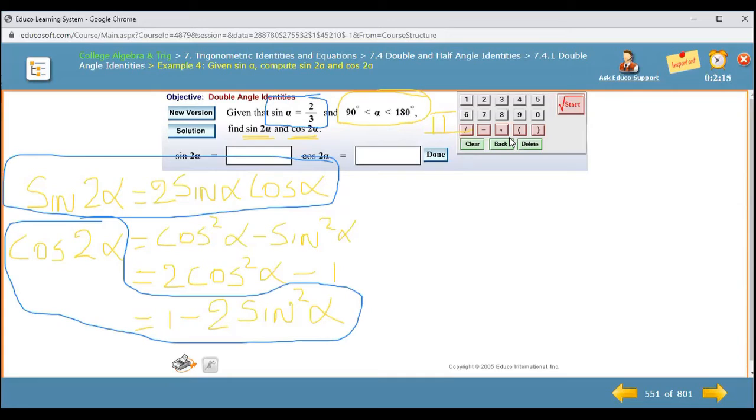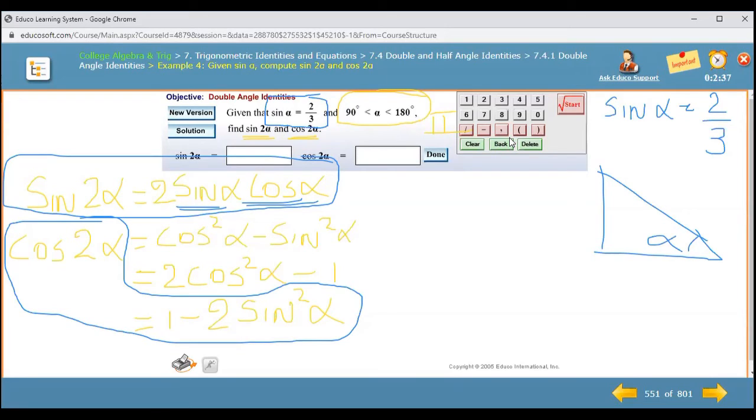Now you all know, sine alpha is given as 2 over 3. I need cosine. Sine is given, I need to calculate cosine. How do I calculate cosine? I draw a right triangle and consider this angle as alpha.